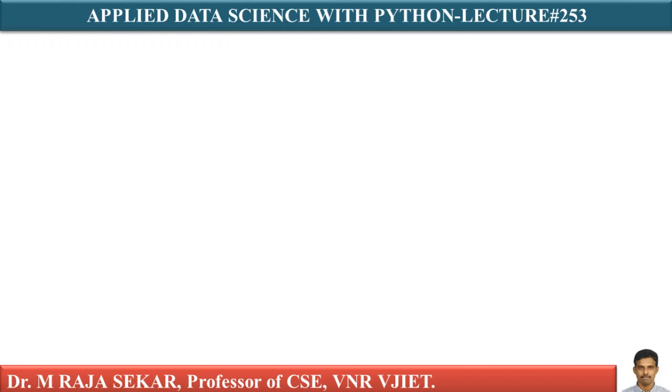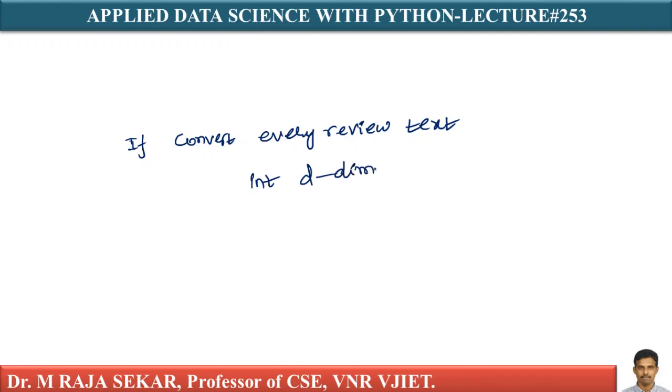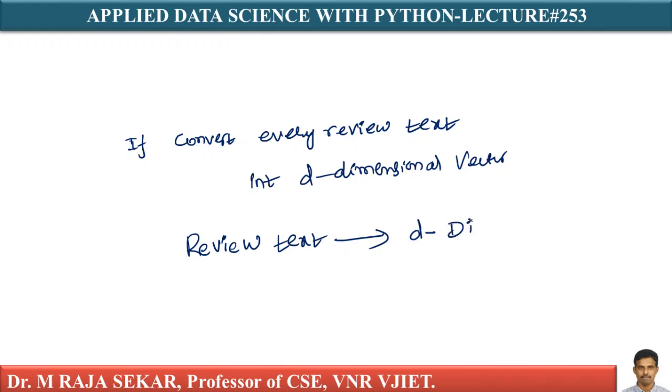if I convert every review text into a d-dimensional vector, I can take advantage of linear algebra, isn't it? Why? Because we have an idea on linear algebra vectors. If you are able to convert your review text into a d-dimensional vector, that's our idea, isn't it?